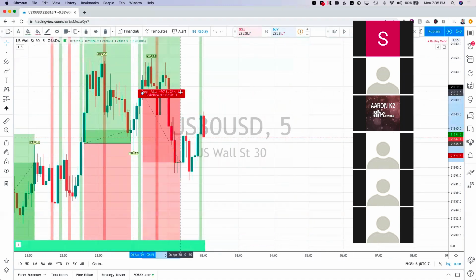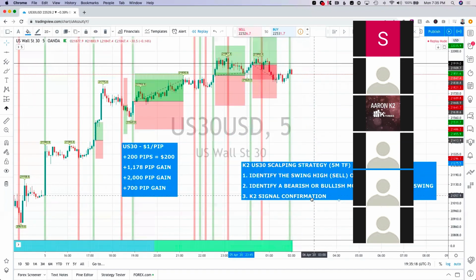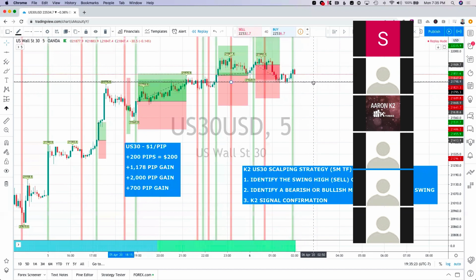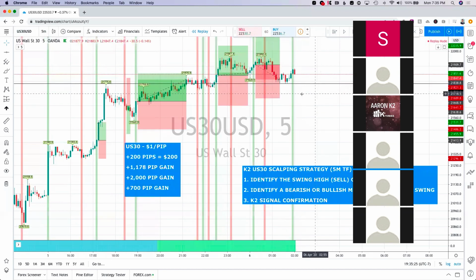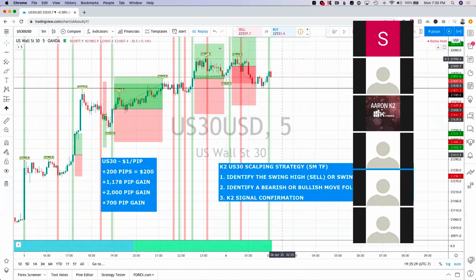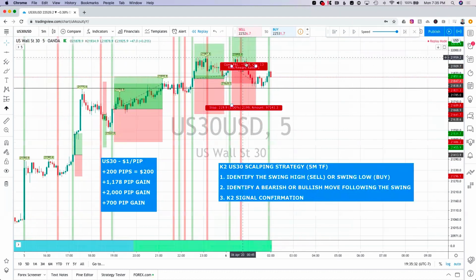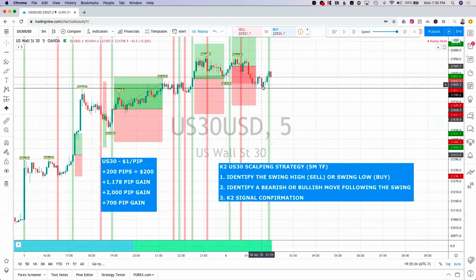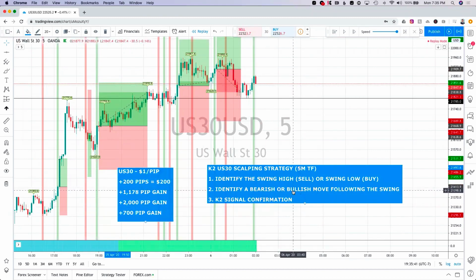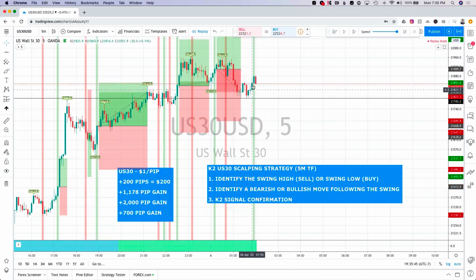Right here we have another buy entry. Same setup. First you want to identify the swing low, which is right here. You can tell this is a swing low just by looking at the candles. So it swung low right here, swung high, swung low, swung high, and then swung low right here. So this is the low. Next, you want to make sure that there's a bullish move following the swing. So right after the swing, there's 1, 2, 3 bullish candles right here.